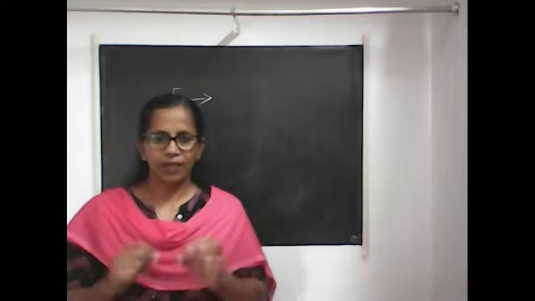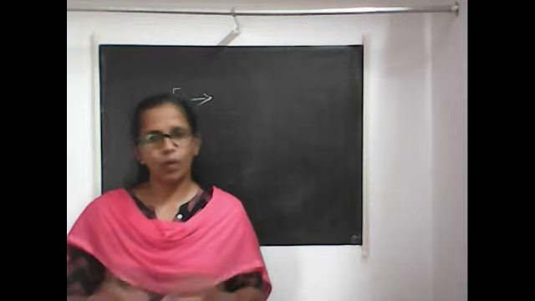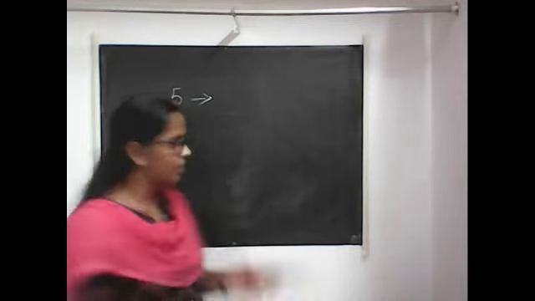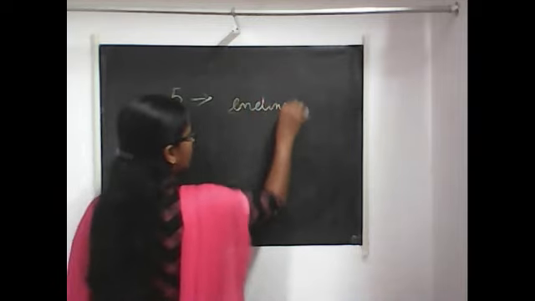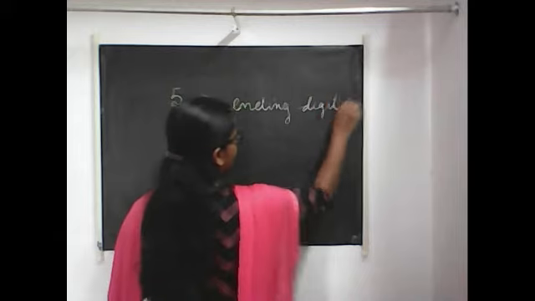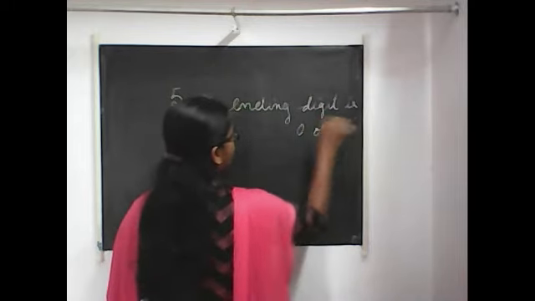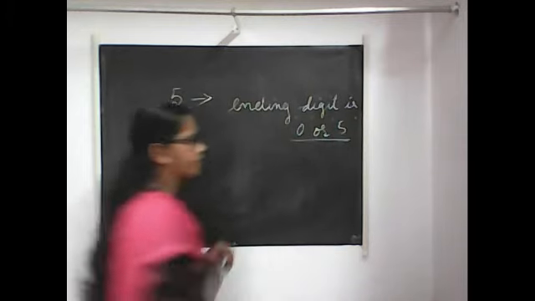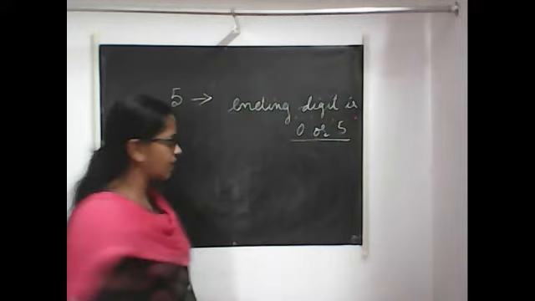If the given number is ending with 0 or 5. So the condition is the ending digit is 0 or 5. Then the given number will be divisible by 5.